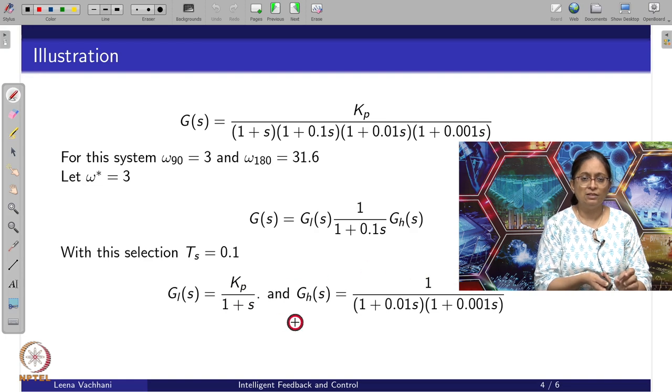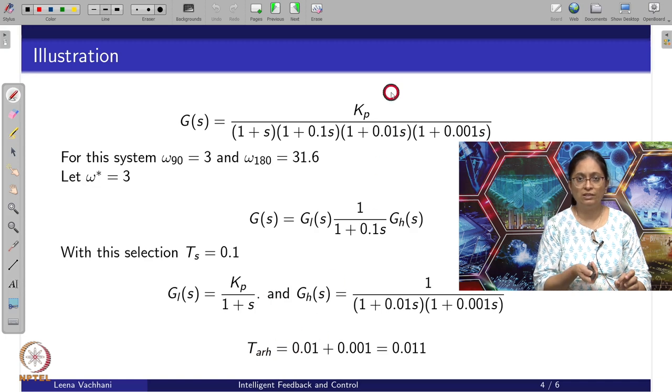Our effort is in approximating the higher terms, which correspond to time constants 0.01 and 0.001 seconds. So the effective average residence time corresponding to the higher frequencies turns out to be the sum of these two time constants, which is 0.011.